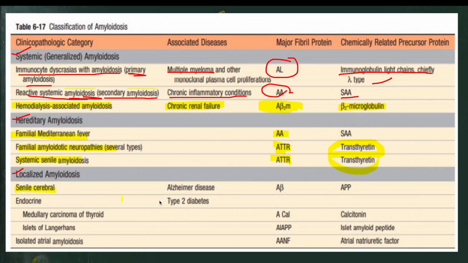The first one is senile cerebral, involved in the case of Alzheimer's, with A beta type of protein, and the precursor is APP. In endocrine, we have medullary carcinoma of the thyroid and islets of Langerhans. It also involves type 2 diabetes. The proteins are ACAL, which is A for calcitonin, in carcinoma of thyroid; AIAPP, which is islet amyloid peptide, in islets of Langerhans; and the third in localized is isolated atrial amyloidosis, which is ANF, atrial natriuretic factor.